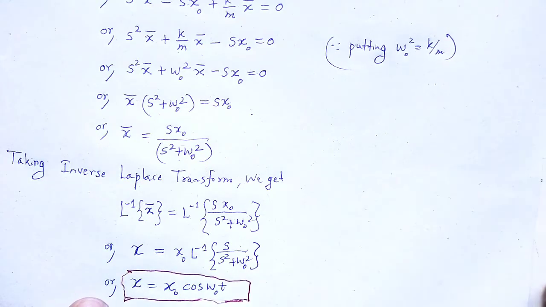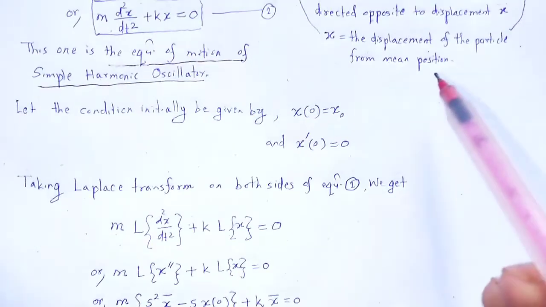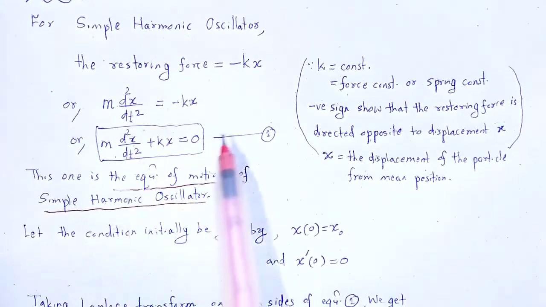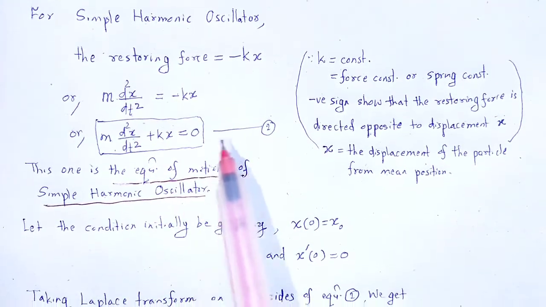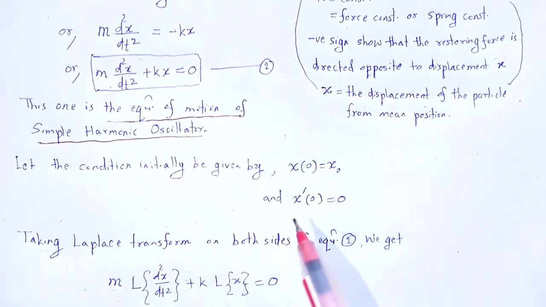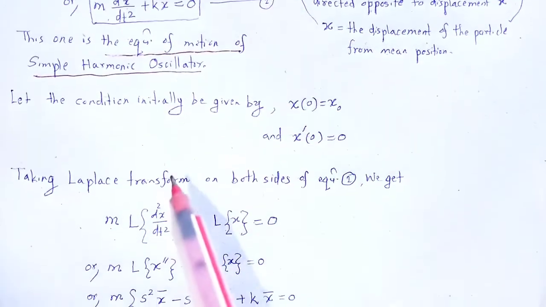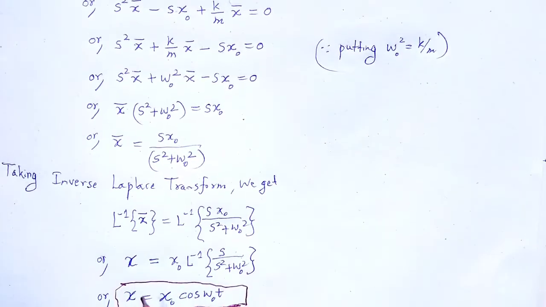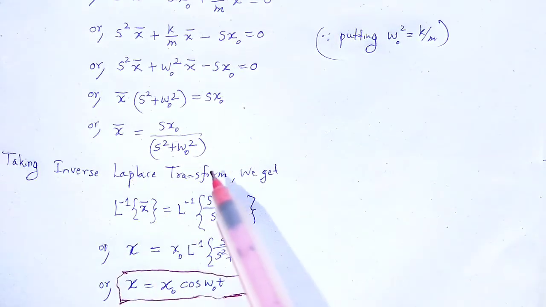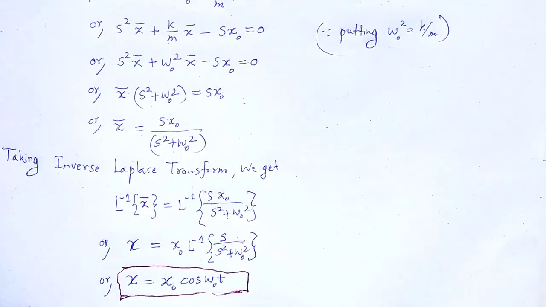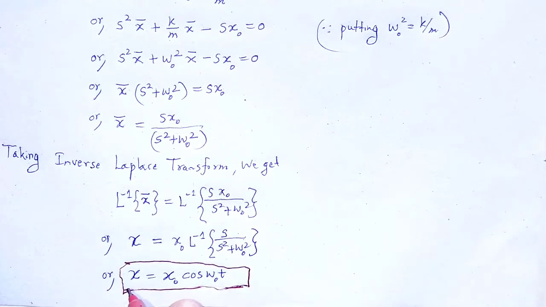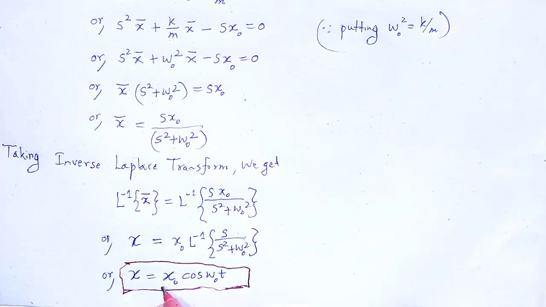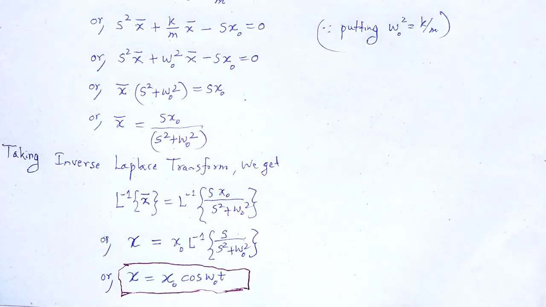x is the displacement of the particle from the mean position. The equation of motion for simple harmonic oscillator, its initial conditions, we solved the differential equation by using Laplace transform. To achieve x, we take the inverse Laplace transform on both sides, and finally the solution of SHM, simple harmonic oscillator, is x is equal to x naught cos omega naught t.